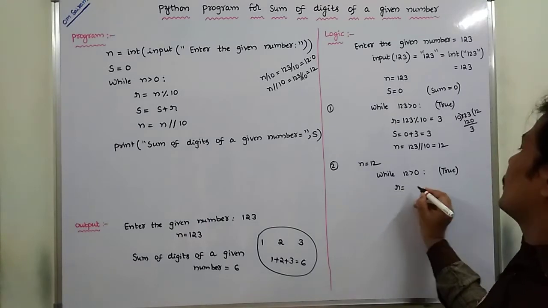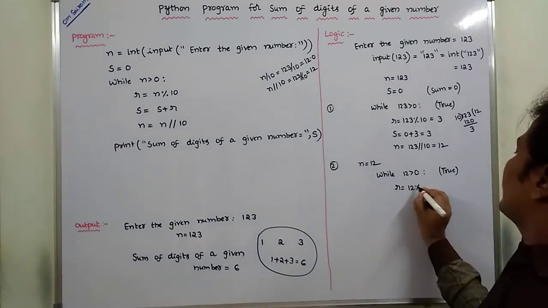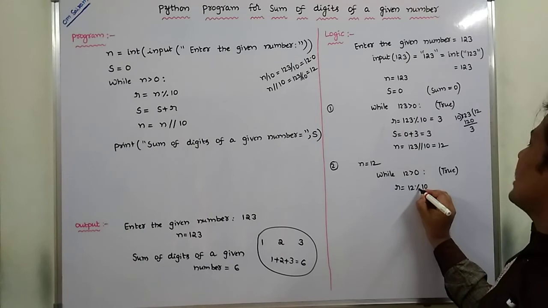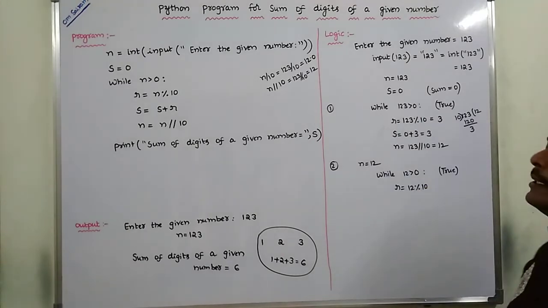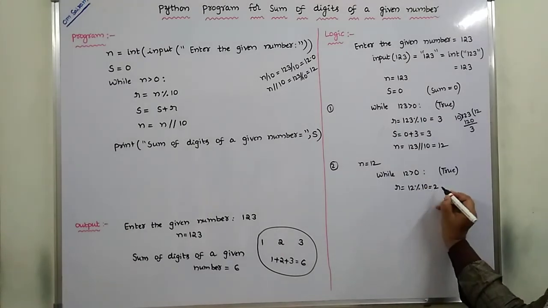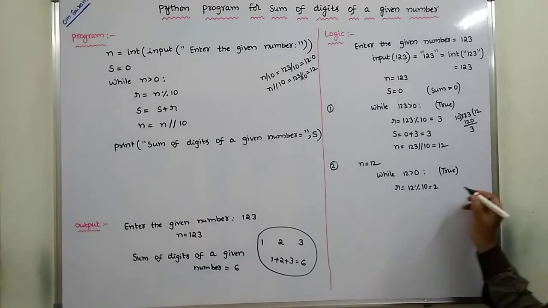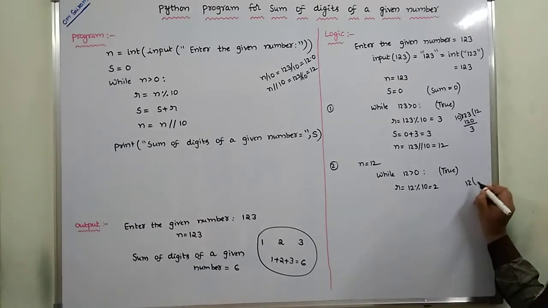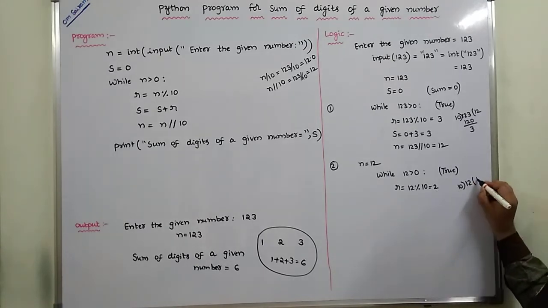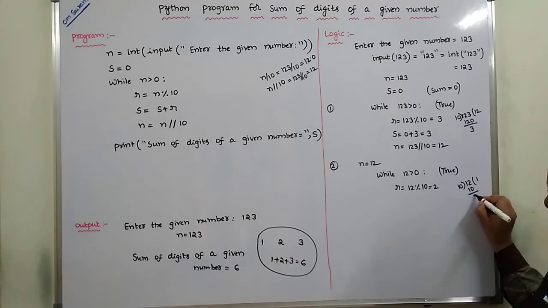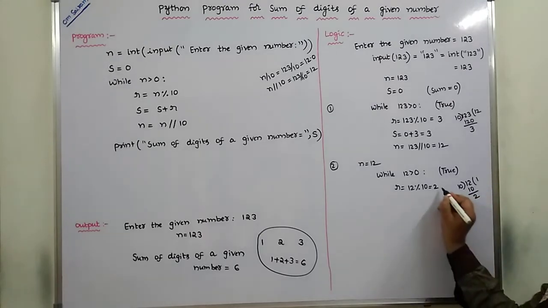R is equal to, so 12 modulus operator 10. What is 12 modulus operator 10? So that is equal to 2. That is the remainder value we are writing. That means 12 can be divided with 10. 10 ones, 10, remainder is 2. So this is the 2.